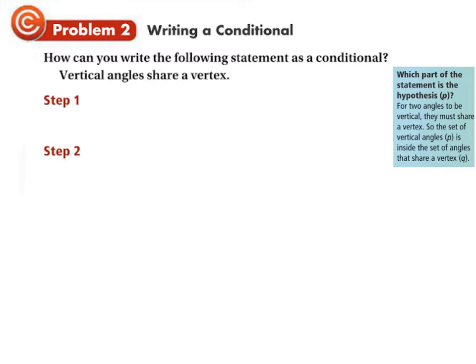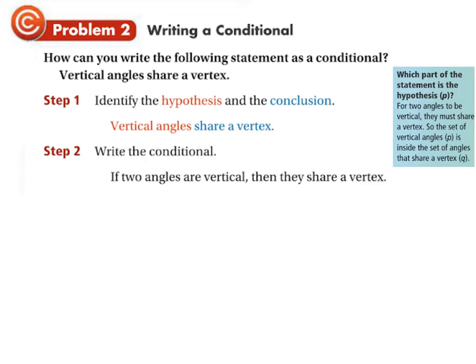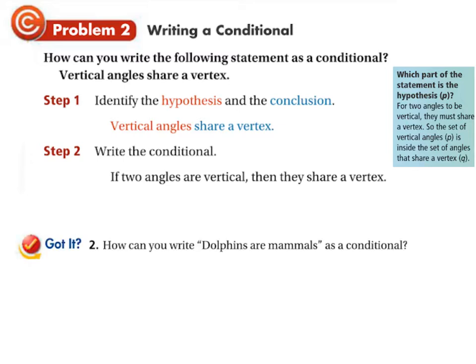And we can then say, we know that this is the part that we must need to know in order to know this. It doesn't work the other way. If we knew they shared a vertex, that doesn't automatically make them vertical angles. Okay, so what does that look like as a statement? If two angles are vertical, then they share a vertex. Try this got it problem.